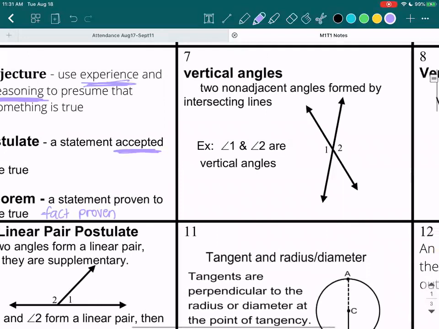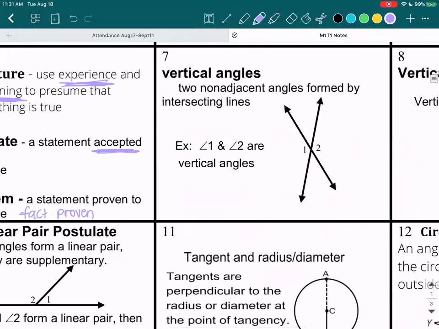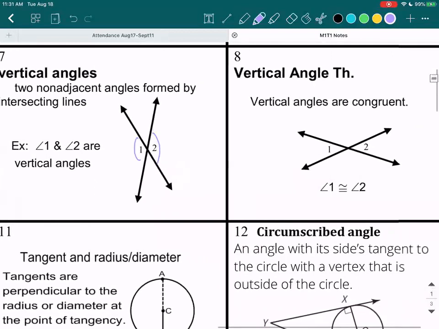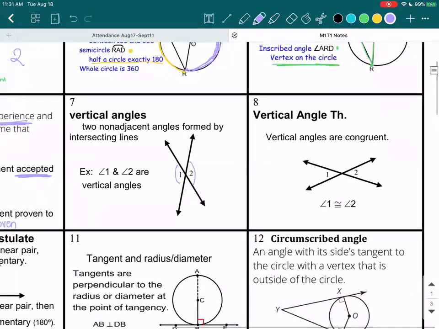Vertical angles. Two non-adjacent angles formed by intersecting lines. So they're the ones on opposite sides of each other. Okay, like 1 and 2, those are vertical angles. They're on the opposite sides. For vertical angles, they're always going to have the same measure. So as you can see, number 8 is a different picture of angles, but they're still vertical angles, 1 and 2, because they're on the opposite sides of each other, like butterfly wings. And they are congruent, so that means they have the same measurement. So if this was 30 degrees, then this is also 30 degrees. They're just congruent.